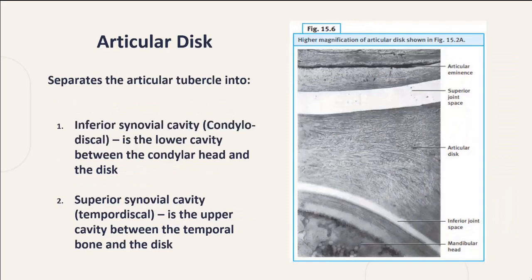The articular disc divides the joint into two anatomically and functionally separate compartments, the superior compartment and the inferior compartment. Each compartment is lined by its own corresponding synovial membrane. First is the inferior synovial cavity. It is the lower cavity between the condylar head and the disc. Then the superior synovial cavity. It is the upper cavity between the temporal bone and the disc.